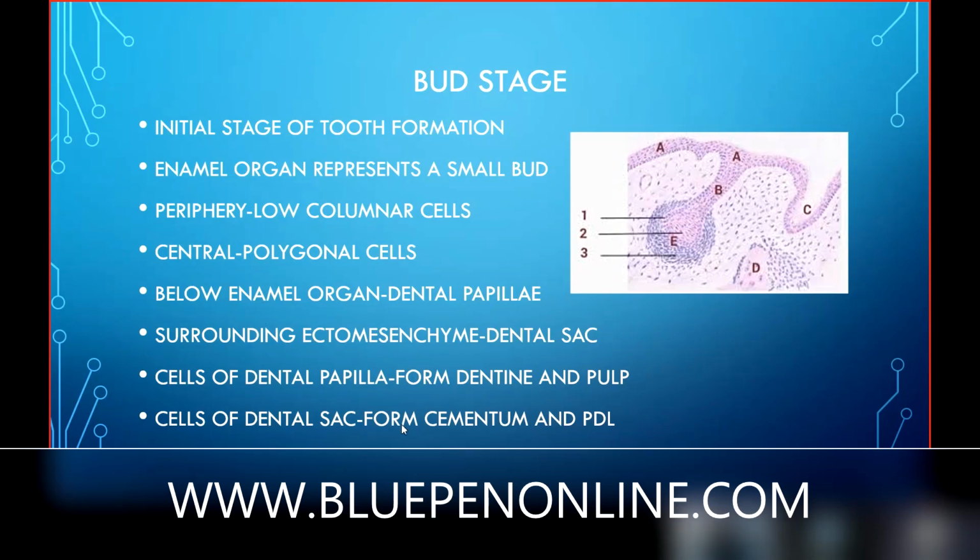It's the first stage of tooth development. The enamel organ represents a small bud, with peripheral low columnar cells and central polygonal cells. Below the enamel organ is the dental papilla. Surrounding the enamel organ is the dental sac. Dental papilla forms dentine and pulp. Dental sac or dental follicle forms cementum and PDL. Clear? About bud stage?